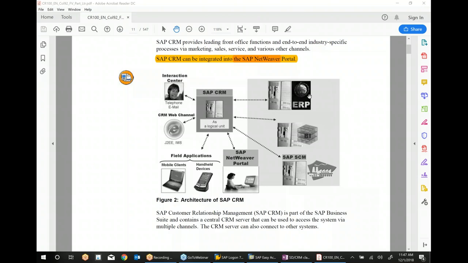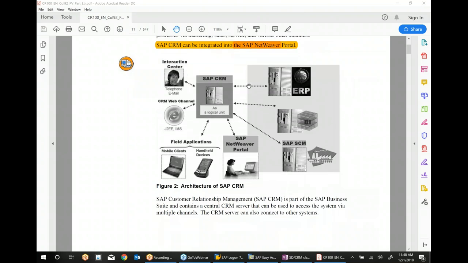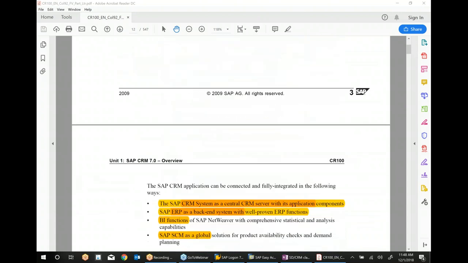So this is an architecture of SAP CRM. So SAP CRM is integrated with the ERP, the BI, SCM, which is supply chain management, the SAP NetWeaver portal, the field applications, the web channel, and the call center. So these are the various other products which SAP CRM can integrate with. Now, if you see these arrows, most of them are bi-directional. So that basically means you can send the data from CRM to ERP or ERP to CRM. So the flow of the data is bi-directional. So this is the architecture of SAP CRM.